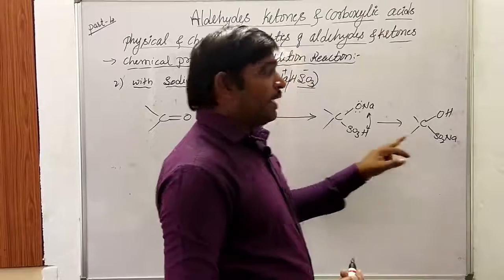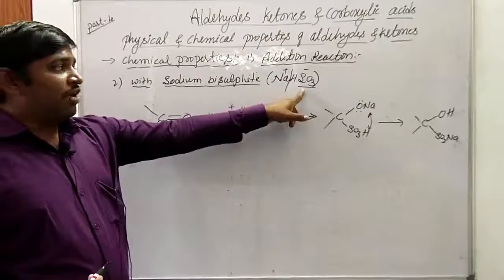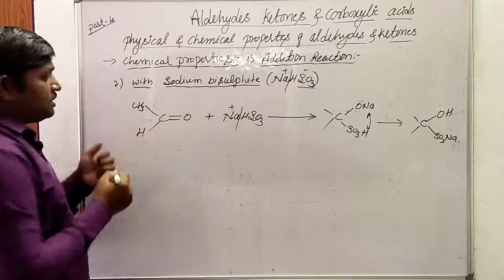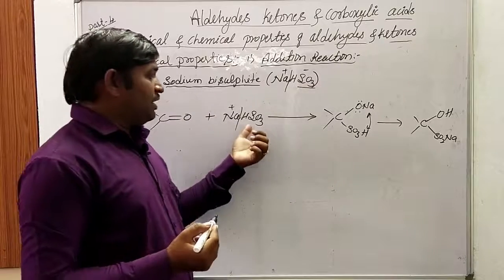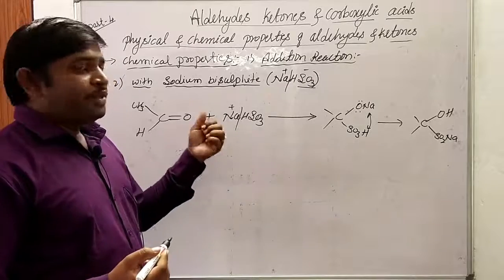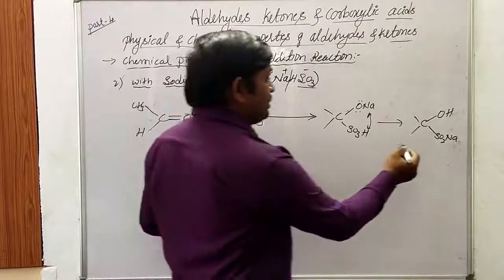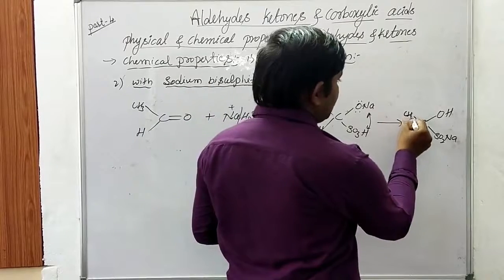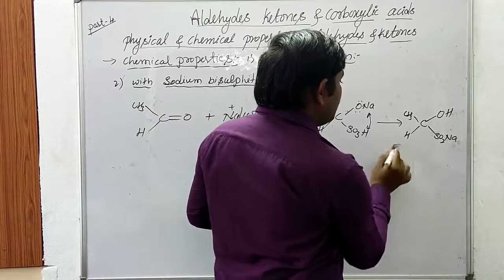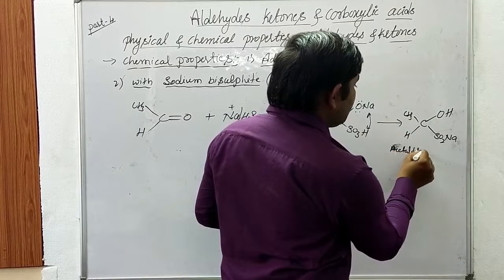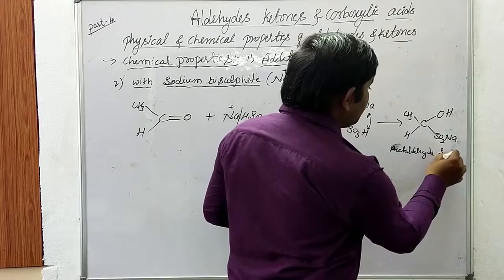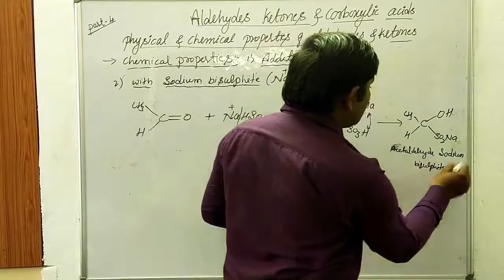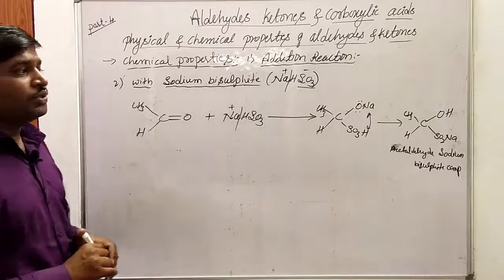This addition product is formed by the addition of sodium bisulfite. This is an addition reaction that takes place on the aldehyde. Generally, if you consider here CH3, here H, this is acetaldehyde. This acetaldehyde undergoes reaction with sodium bisulfite, which leads to the formation of the acetaldehyde sodium bisulfite compound. Sodium bisulfite compound is the product you are going to obtain.